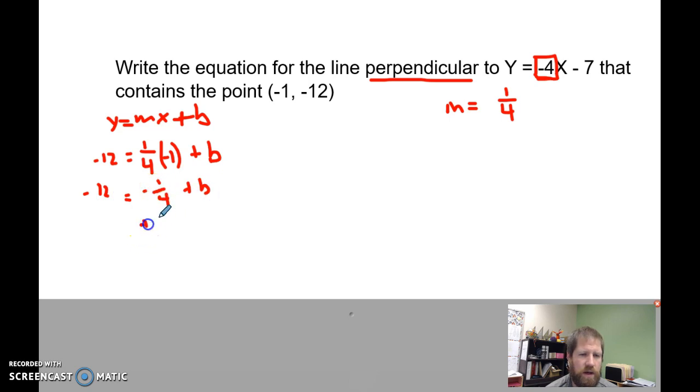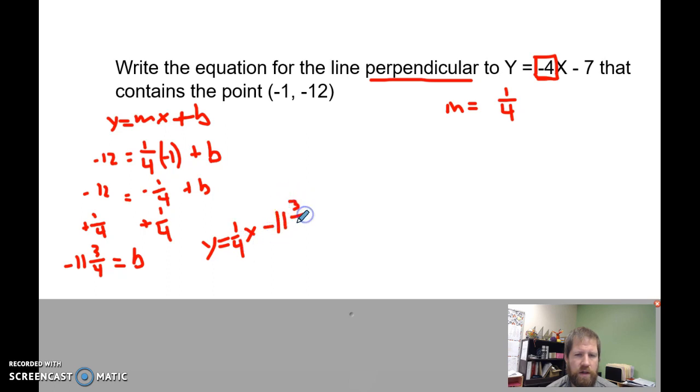I'm going to add 1/4, add 1/4. So a -12 and a positive 1/4 should be -11 and 3/4, and that should be equal to b. So my slope-intercept form should be y equals 1/4 x minus 11 3/4. And that should get me a line that goes through this point and is perpendicular to this line.